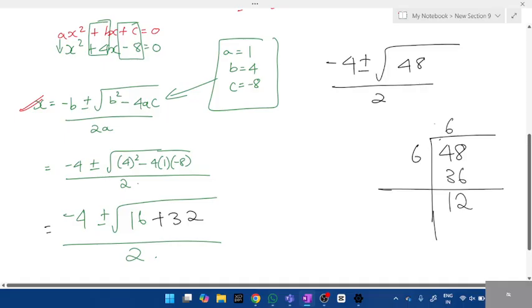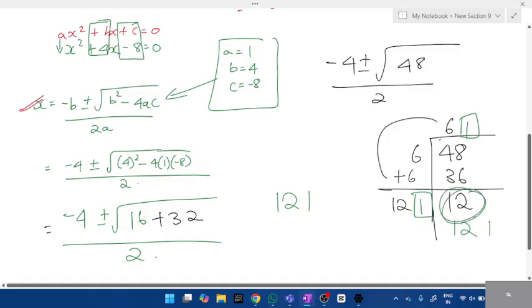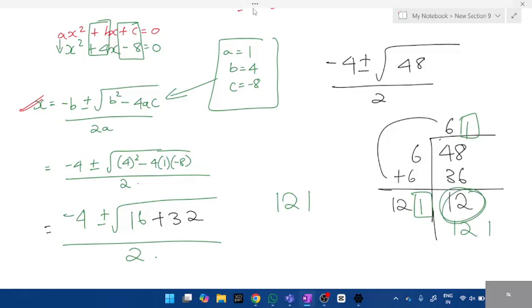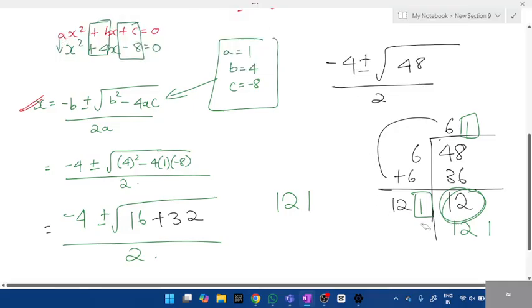12. Then what's the next step? You add 6 here, you'll get 12. Next, look here. After 12, we don't have any other number. If I write 12 into 1, if I add 1 here, 121 into 1 is 121, right? But what's the value we got? We got only 12. So what you do is, you keep a point and add decimal.